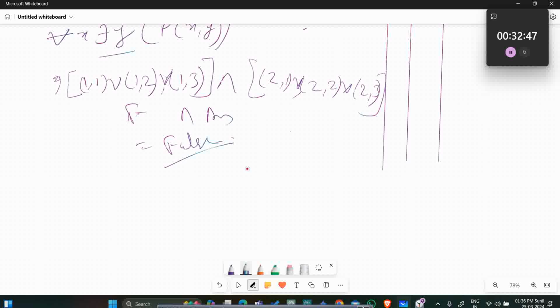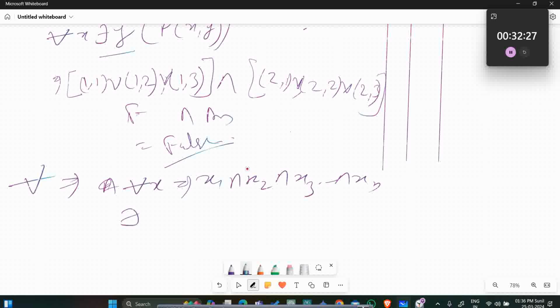For all predicate logic it is like that. For all x means x1 and x2 and x3 and so on up to xn. There exists x means x1 or x2 or x3 and so on up to xn. So it's true.